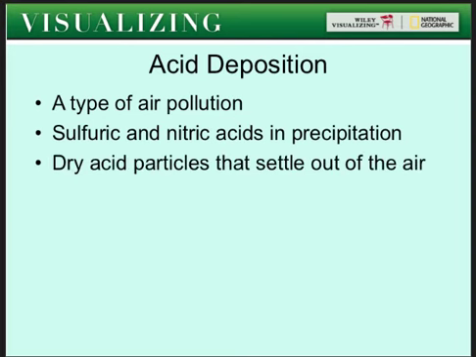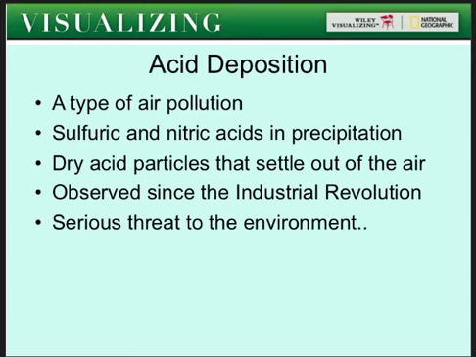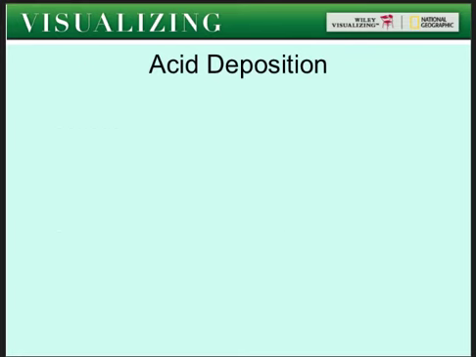The dry acid particles settle out of the air. It's been observed since the Industrial Revolution, and it's a serious threat to the environment. In the U.S. alone, annual damage is estimated at 10 billion, and in China, acid deposition affects about 40% of the country. So how does it develop?